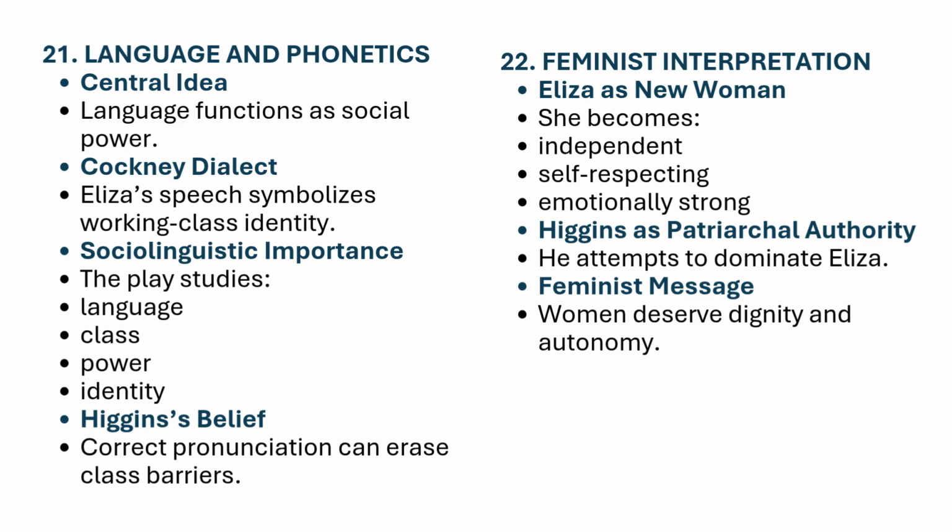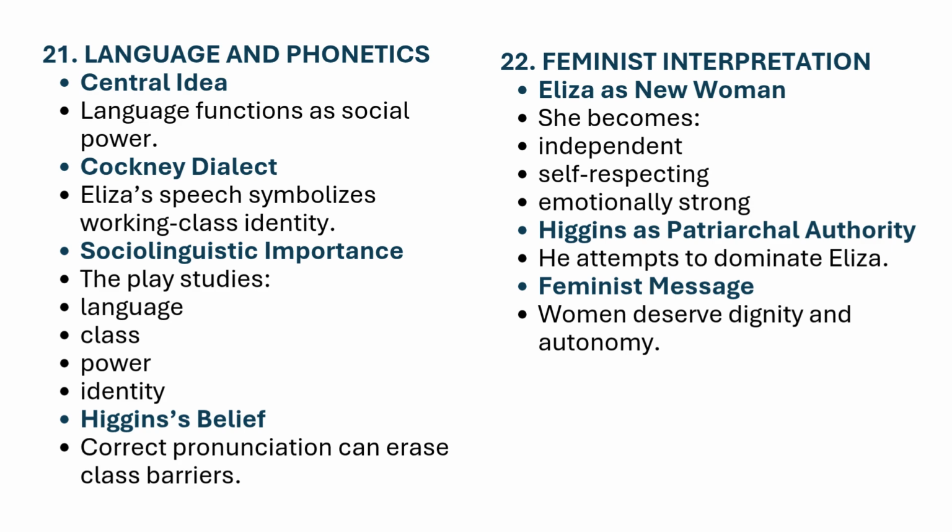Many modern critics view Eliza as an example of the new woman emerging in the early 20th century. The term, new woman, refers to women who sought independence, education, economic freedom, and personal autonomy rather than traditional dependence on men. At the beginning of the play, Eliza is poor and vulnerable. Her opportunities are limited. However, as the story progresses, she develops into a confident and self-respecting individual.